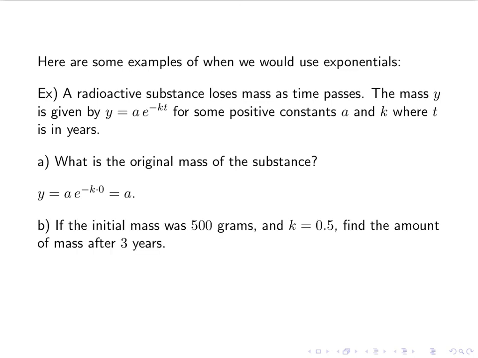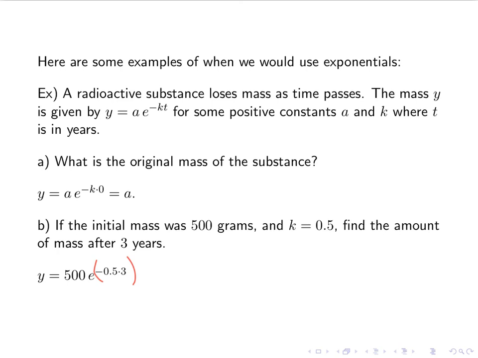If the initial mass was 500 grams and K equals 0.5, find the amount of mass after 3 years. So we're going to want to plug our values in. The original mass, again, is A. I know K, and T is the number of years. So I plug that in. Don't forget about order of operations. Make sure that if you're going to plug this in all at once, you have parentheses around your exponent, because that multiplication is happening before the exponent, which is against order of operations.